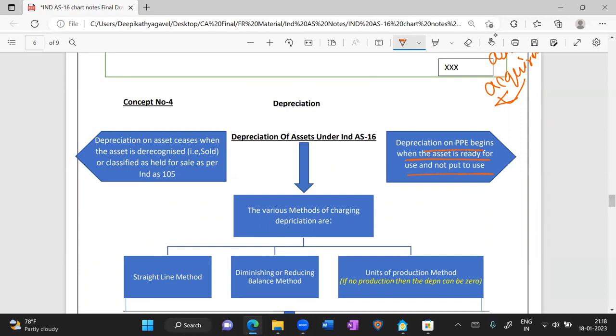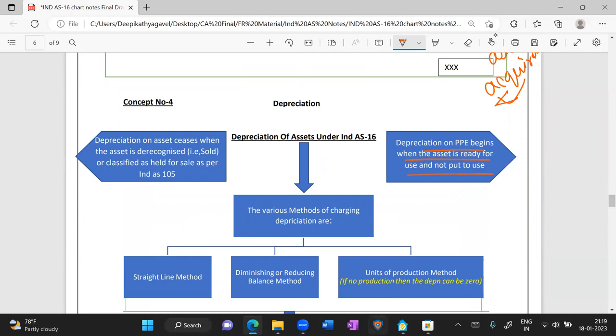No, you have to charge depreciation, right? For the 9 months, will I not charge depreciation? Obviously, I will charge depreciation. So the ready to use concept is being used. Once the asset is ready to use, from that date, the depreciation will be charged, and the depreciation will cease on the day the asset is getting derecognized.